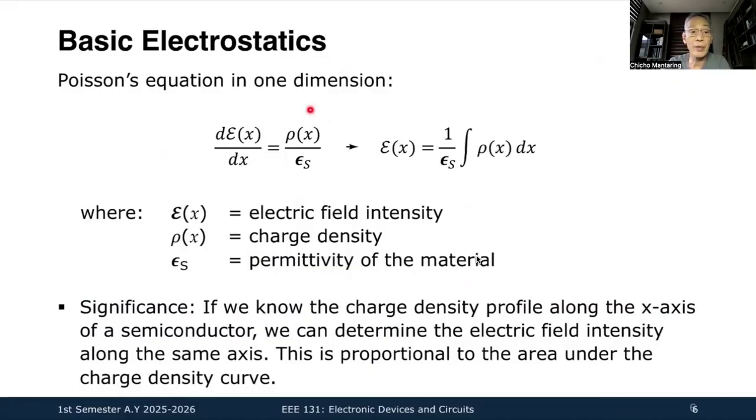So that is this equation. The derivative of your electric field intensity with respect to x, assuming that your electric field intensity varies along the x, is equal to your charge density divided by the permittivity of the material. You must have taken up permittivity already, either in 135 or in physics, that measures the property of the material to retain or to support an electric field.